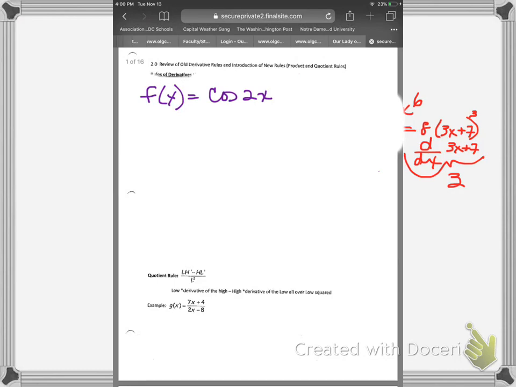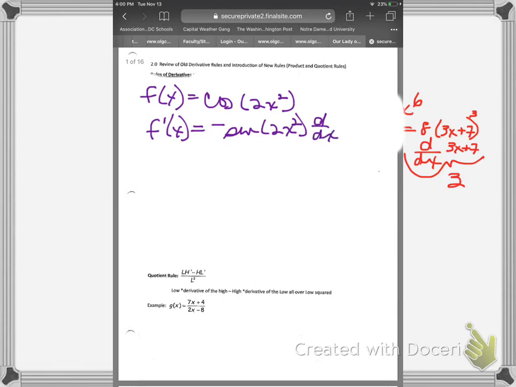Well, let me see if I can figure this out. Alright, so that derivative is going to be f prime of x equals, the derivative of cosine is negative sine, never change your angles, and then take the derivative with respect to x of your angle. Okay, that derivative will end up being 4x. 4x is going to go in front. Your derivative equals negative 4x, and then sine 2x squared.